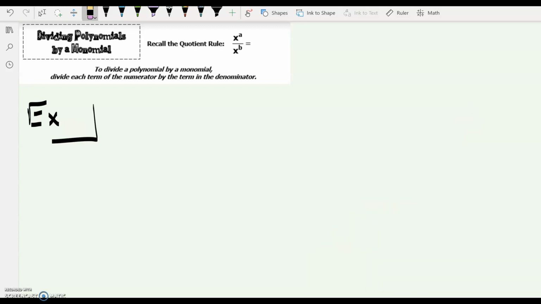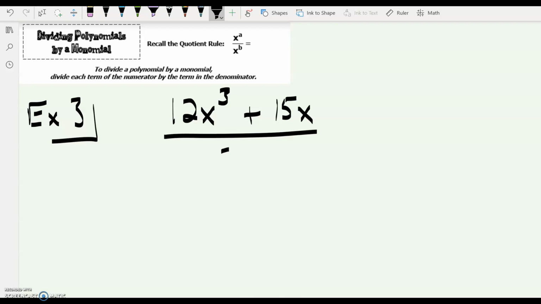We go to our third example. This one's going to be slightly more challenging, and we'll end with the real challenge as the fourth example. Example 3 is 12x cubed plus 15x, and that is all divided by 3x squared. Again, the approach is the same.